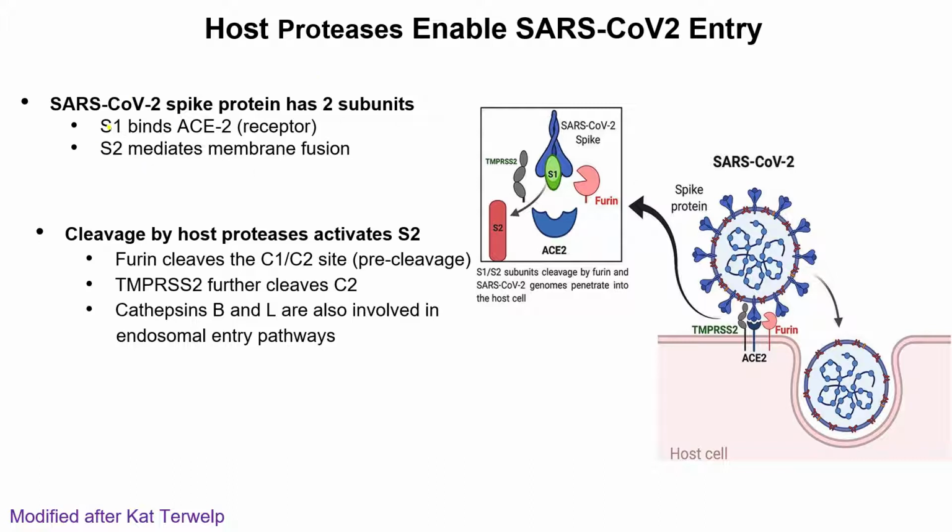Let's go through this. The S1 ACE2 receptor and S2 subunit mediate the membrane fusion. Cleavage by the host protease activates the spike. Furin cleaves the C1, C2 sites, or the pre-cleavage. C1, C2 is basically the S1, S2 prime sites, the converted names, so don't confuse them. TMPRSS2 further cleaves the C2, and cathepsin B and L are also involved.